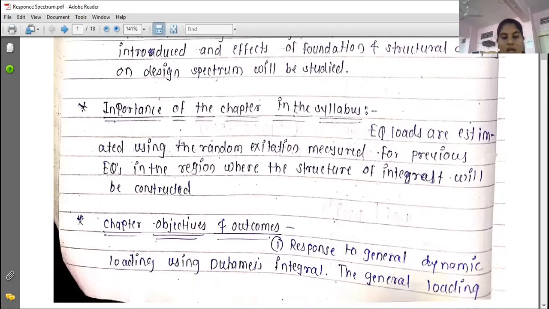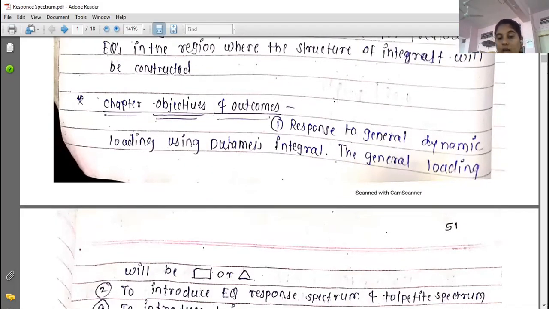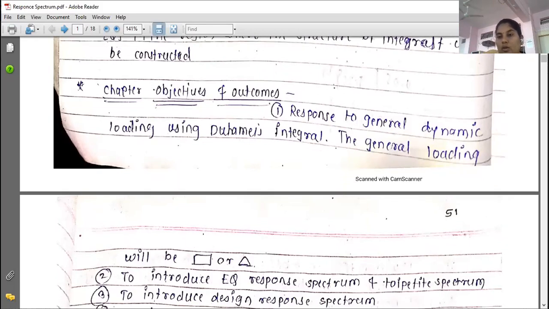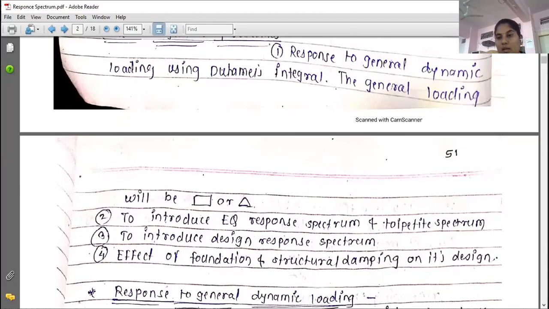Okay, so the objectives are here: the response spectrum, and the response to general dynamic loading using Duhamel's integral. We will understand how the response arises while the earthquake loading is like a rectangular loading or triangular loading on the system. First we have to learn Duhamel's integral. Second, by using Duhamel's integral, we have to study the general dynamic loading of triangular and rectangular type. Next is to introduce the earthquake response spectrum and the tripartite spectrum.